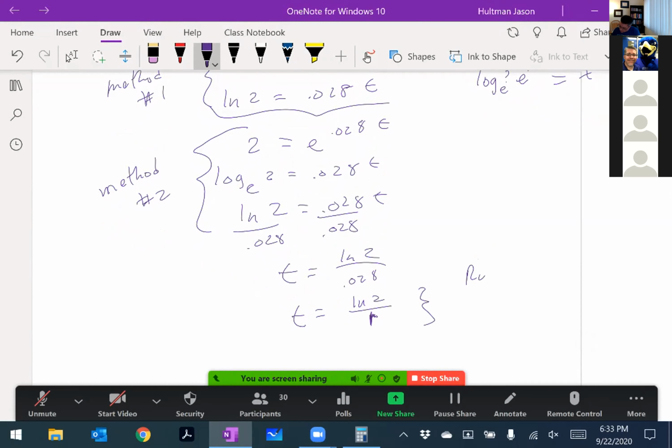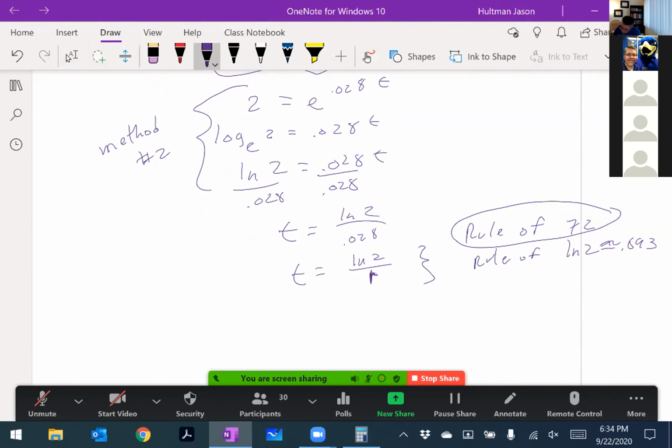We're saying the rule of 72, which should really be called the rule of natural log 2, but since natural log 2 is approximately 0.693, it's pretty close to 72, and since 72 has a lot more factors than 0.693, we just call it the rule of 72 and not the rule of natural log of 2, which is really what it should be called. We're just going to take that natural log 2, divide by 0.028.